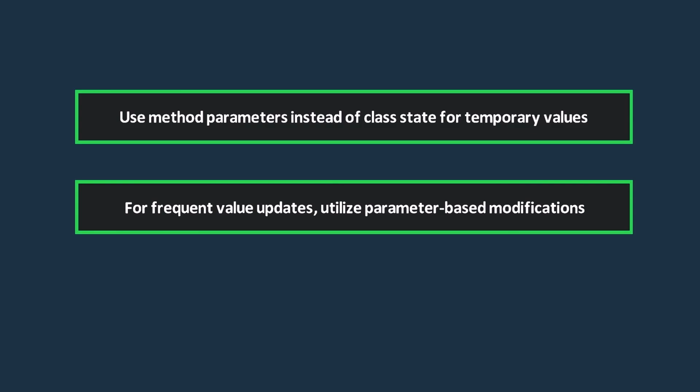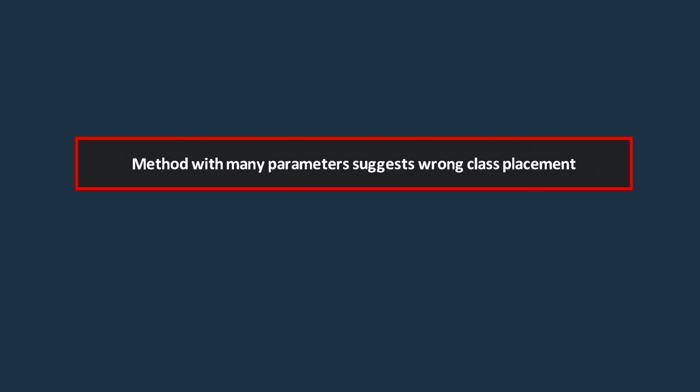However, it's important to be cautious and use parameters only in special cases. If you find yourself needing many parameters for a method, it's likely that the method was placed in the wrong class and might need to be reconsidered.